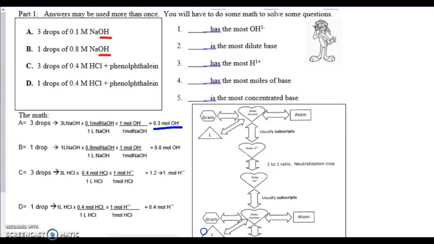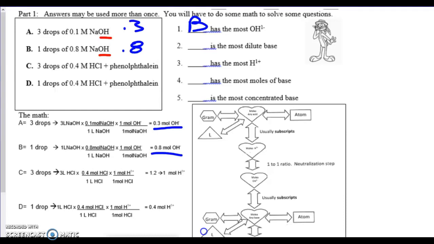We did very similar math, followed a very similar pathway on that map. And for B, we got 0.8 moles of hydroxide. Well, which one has the most hydroxide? That would be B, and if that was your initial guess, that was awesome. The way Mr. Brosnan and I kind of look at it is 3 drops of 0.1, that's 0.3. 1 drop of 0.8, that's 0.8. And you can look at it that way if you wish to as well.